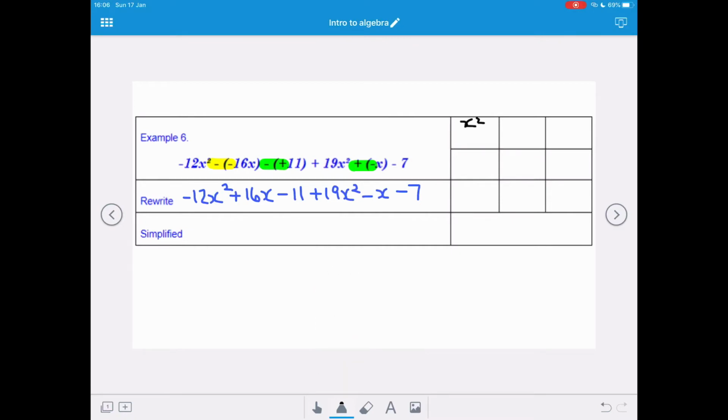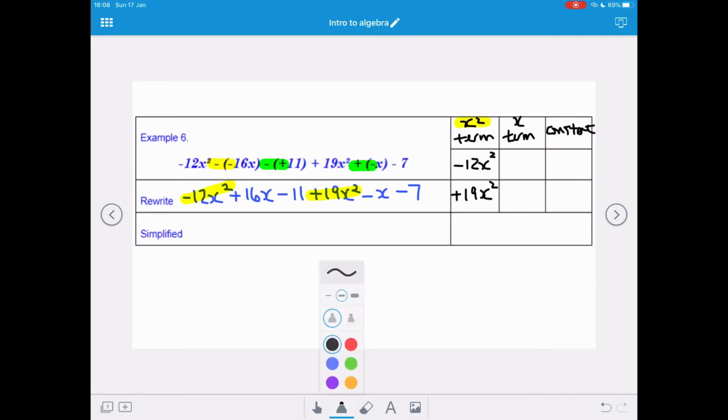So we have three different like terms in this expression. We've got two x squared terms, two x terms, and we've got two constant terms. So now we're going to identify the x squared terms. And these are minus 12x squared and plus 19x squared. So we're going to put those into our table. Minus 12x squared plus 19x squared.